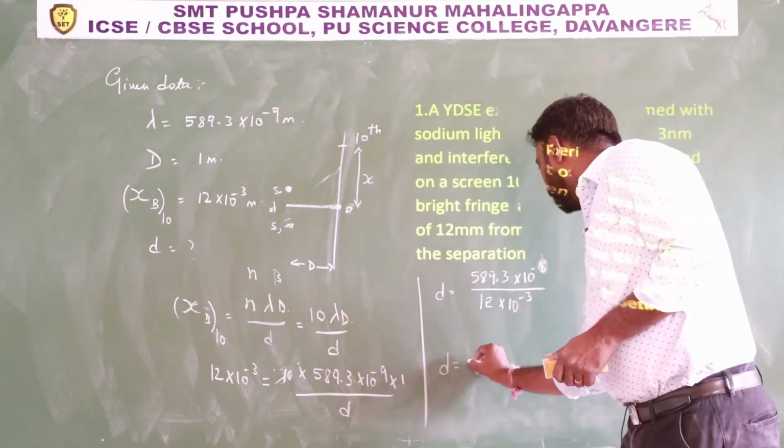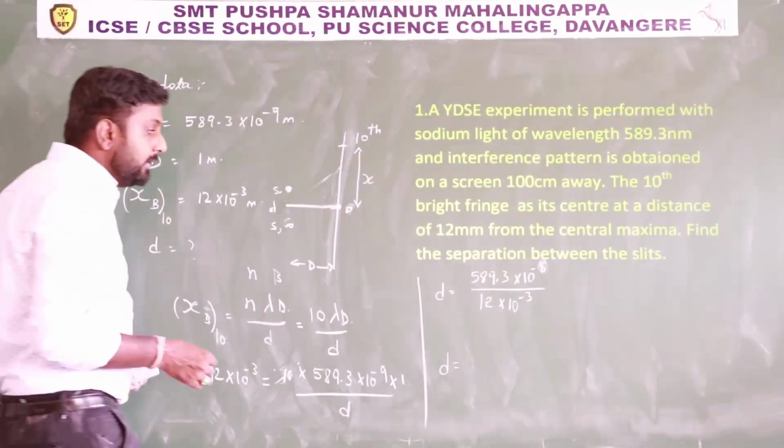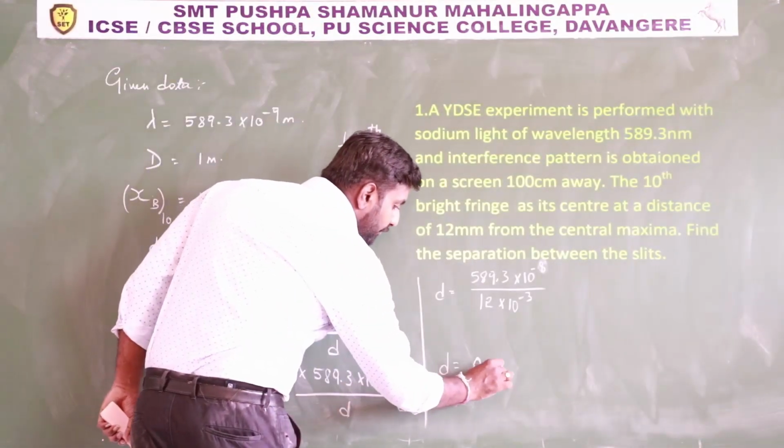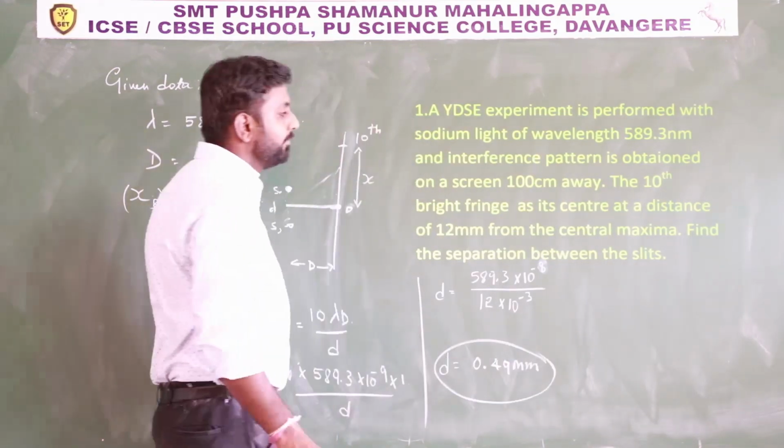So d equals, calculate this value, finally you will get 0.49 millimeter. This is the value of d. That was the first one.